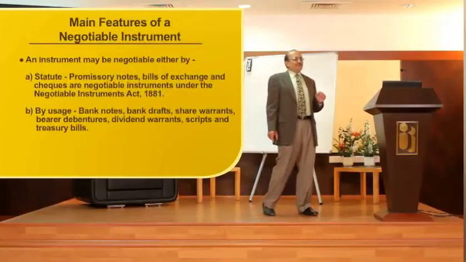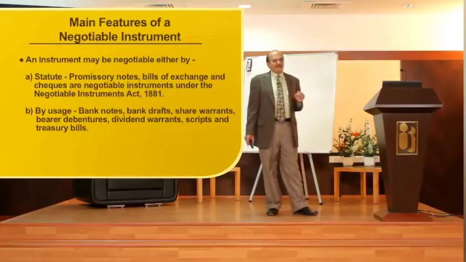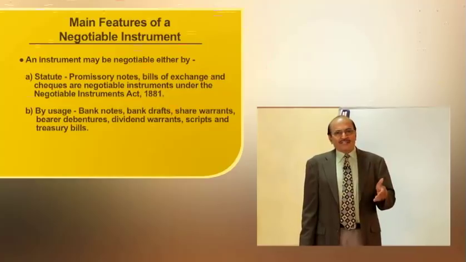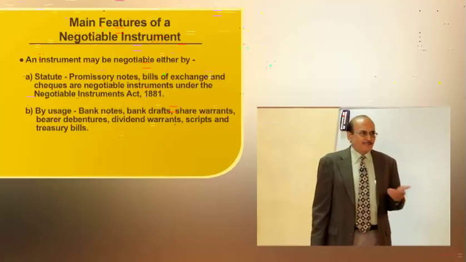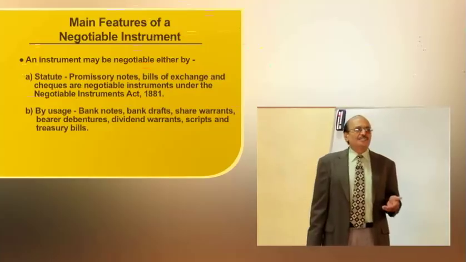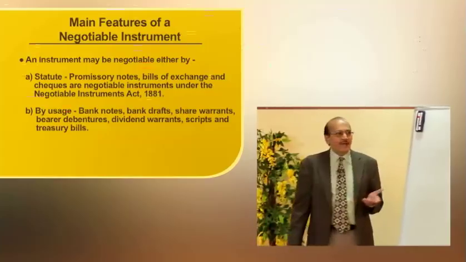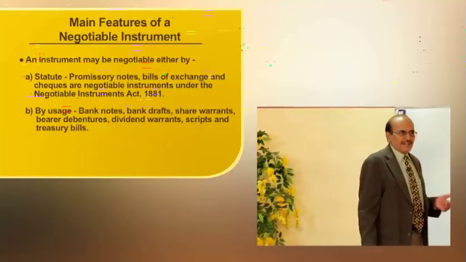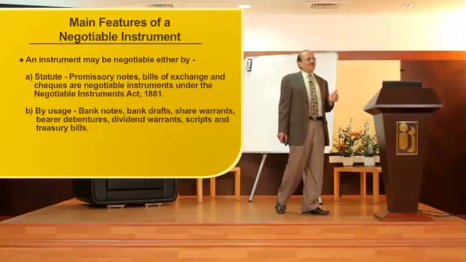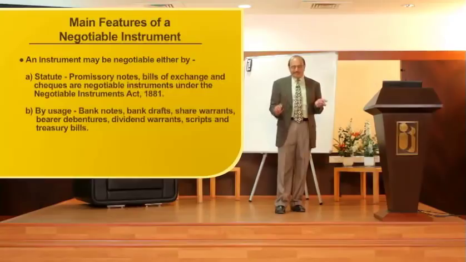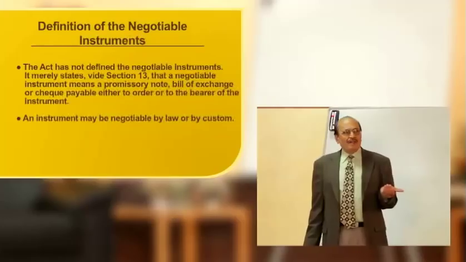The main features of a negotiable instrument can be stated this way. It can be either by way of a statute or by way of usage. Statute means what has been mentioned in the Negotiable Instruments Act. Say promissory note, bills of exchange, checks are negotiable instruments under the Act. By usage, bank notes, drafts, share warrants, bearer debentures, dividend warrants, scrips, treasury bills, these are all negotiable by usage.